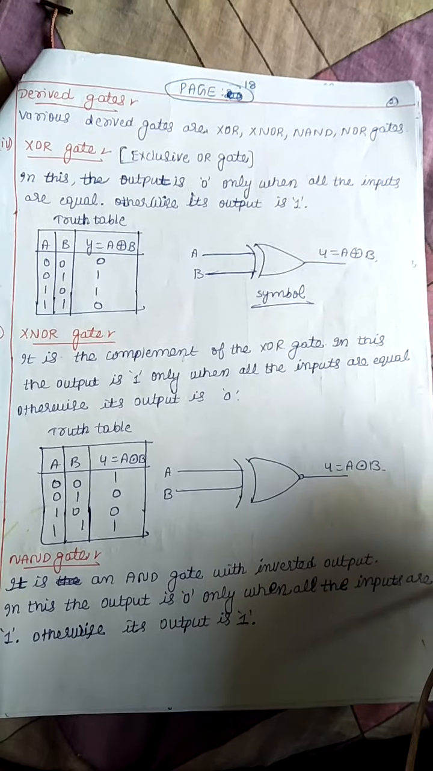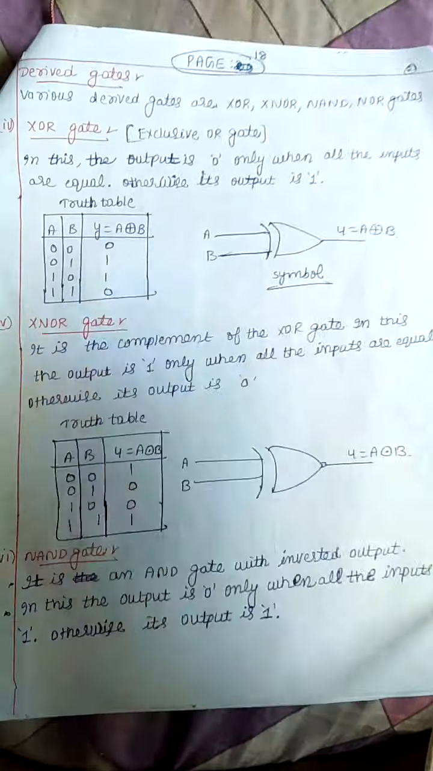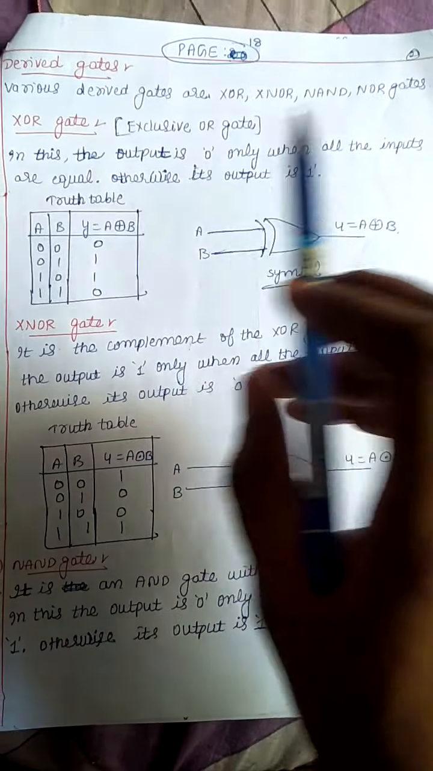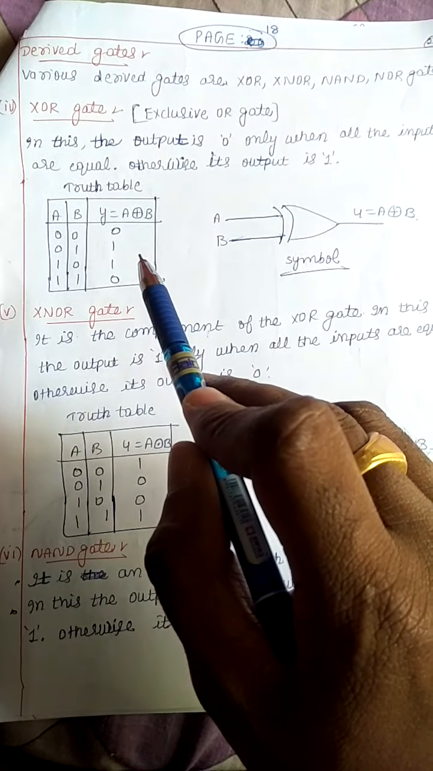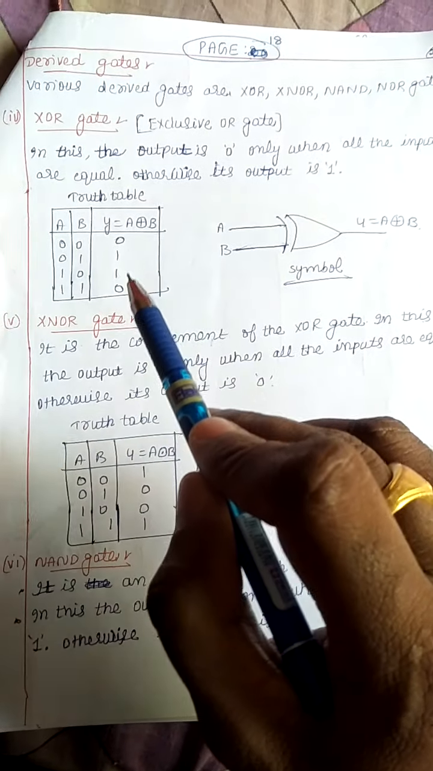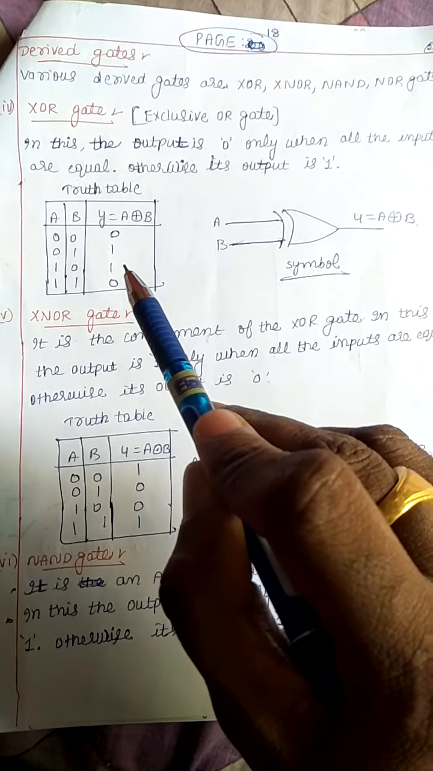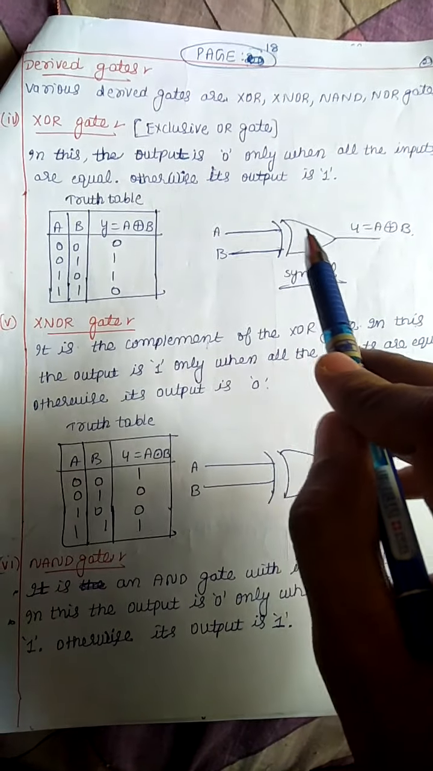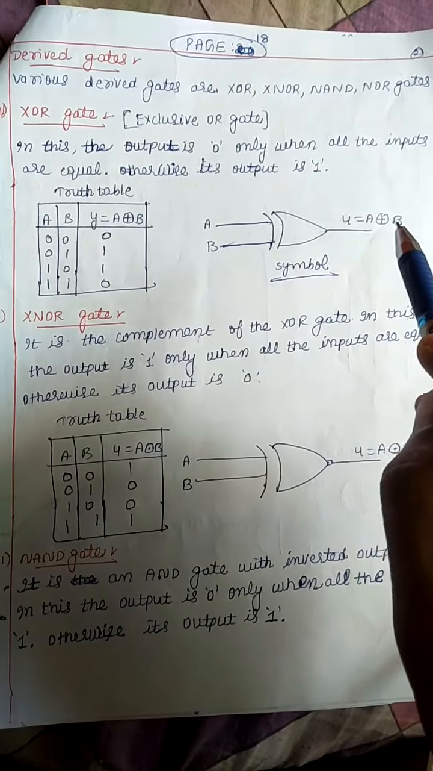Next you have derived gates. XOR, XNOR, NAND and NOR gates are called derived gates. The XOR gate we call the exclusive OR gate. The truth table for the exclusive OR gate is like this. Here when both the inputs are equal, then the output is 0. Otherwise the output is 1. The symbolic representation of the exclusive OR gate is like this. Y is equal to A XOR B.